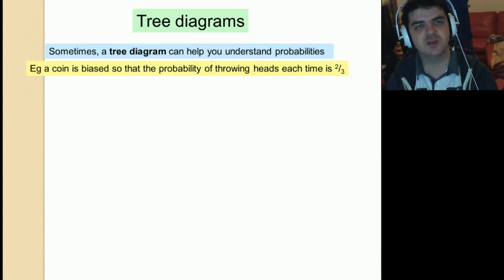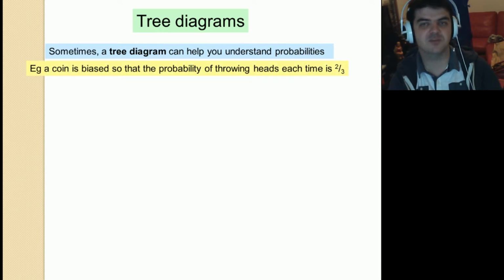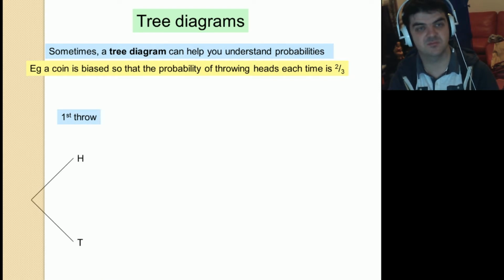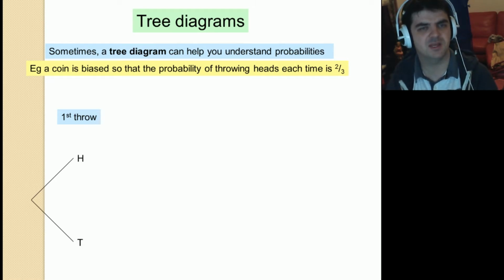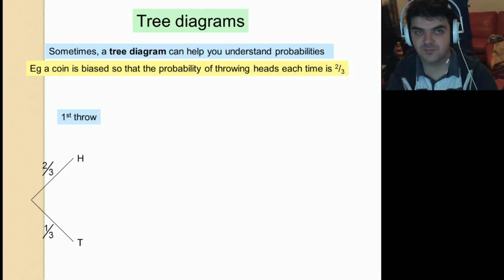Say a coin is biased, so the probability of throwing a heads each time is 2/3. If we look at the first time we throw the coin, we either get a heads or a tails. So we have 2 possibilities, and we'll start off a tree as such: heads, tails. We would label the heads as being 2/3, and if total probabilities have to add up to 1, then the probability of a tails must be a third.